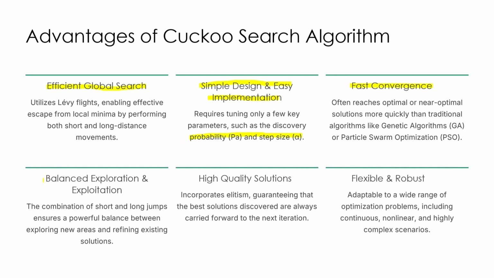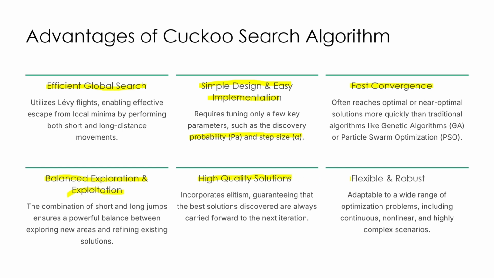The next advantage is its balanced exploration and exploitation. The algorithm explores new areas to find new fresh solutions, and at the same time it improves the existing good ones. This balance helps achieve better results overall. The next advantage is its high quality solutions outputted. Cuckoo search preserves the best solution at every step, so we never lose progress. Instead, the good solutions continue to improve. This guarantees a high quality final result.